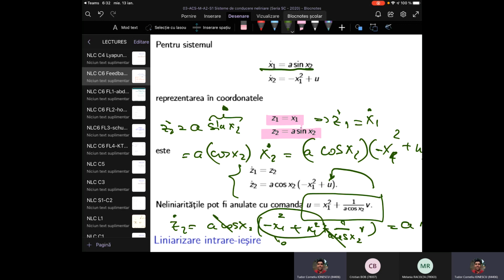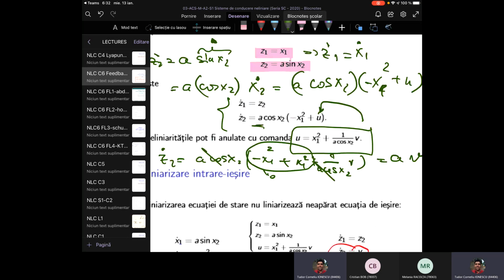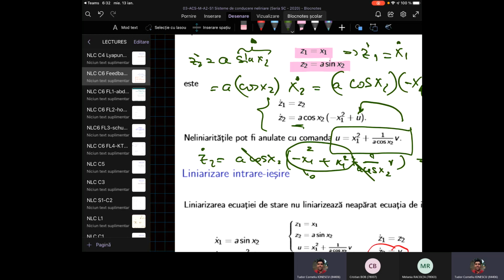Z1 dot is x1 dot, Z2 is a sine x2. So when you take Z2 dot, you get these equations here. And then, how do you cancel the nonlinearities? You build this U. This is very easy, a very simple example. But how are you going to do this when the system is of nth order?